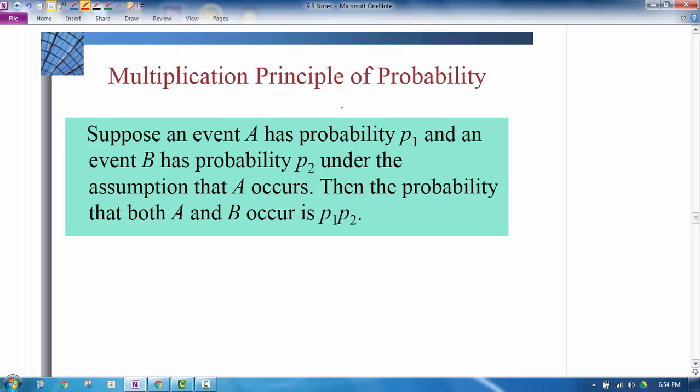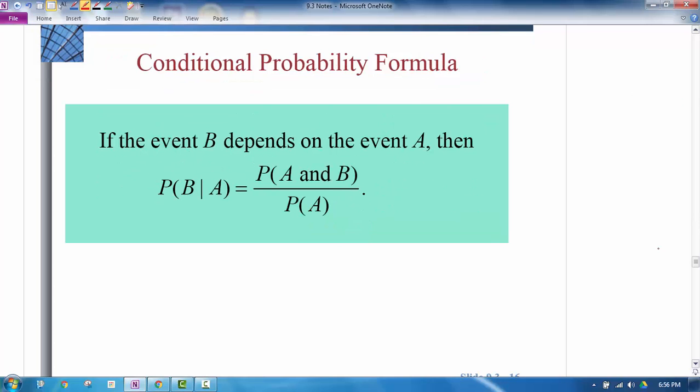And what I just used in the first way that I solved that problem was what's called the multiplication principle of probability. And that's what the book says here. We can just multiply the individual probabilities together to get the total probability.